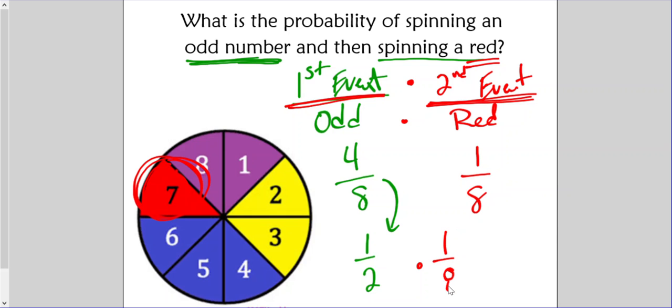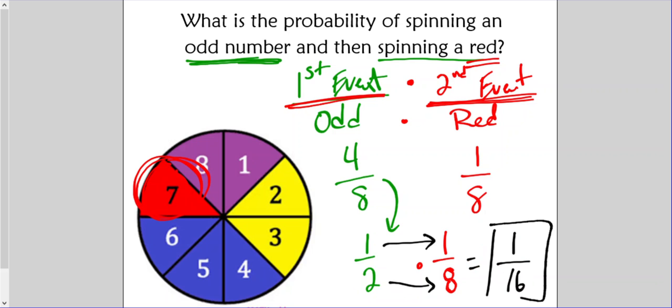So I'm gonna multiply those two probabilities together. 1/2 times 1/8. When you multiply fractions, you multiply straight across. 1 times 1 equals 1. 2 times 8 is 16. So the chance that I get an odd number is 1 out of 2. The chance that I get a red is 1 out of 8. The chance that I get an odd number and then spin it a second time and get a red is 1 out of 16.